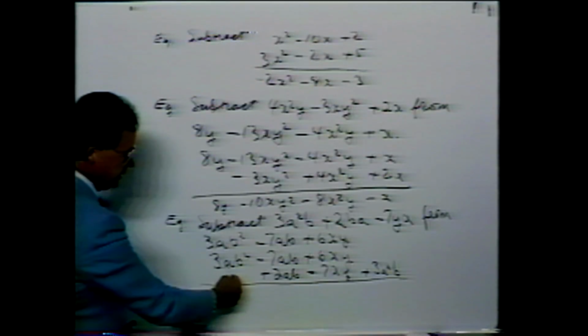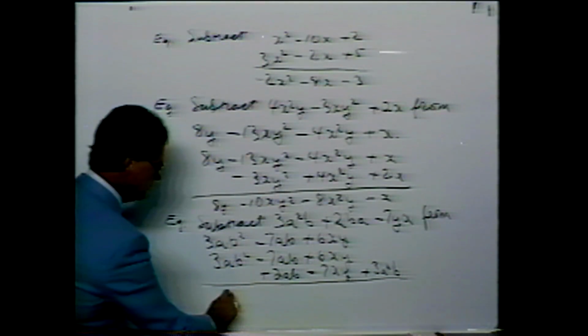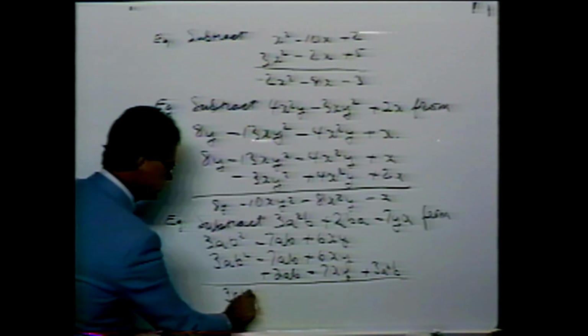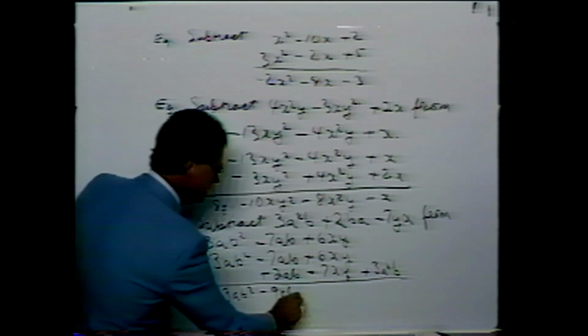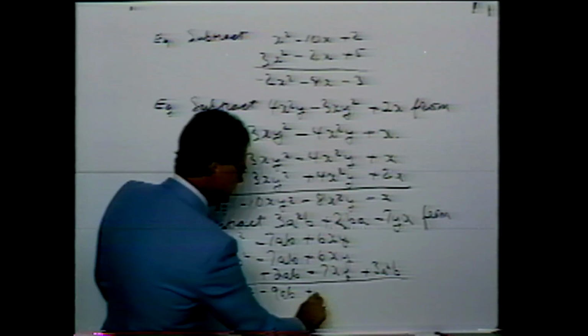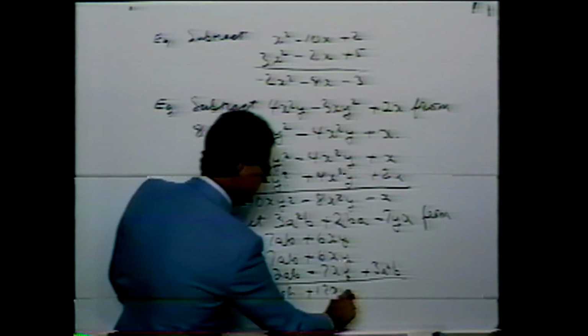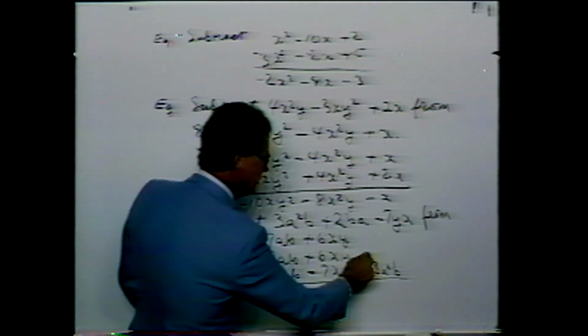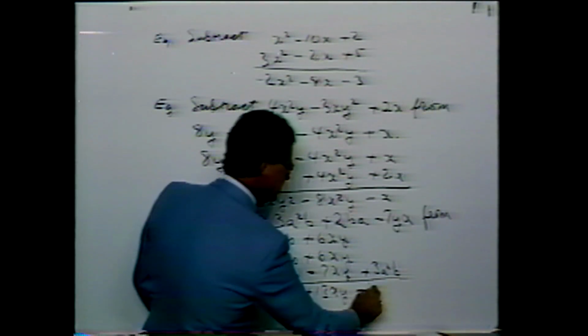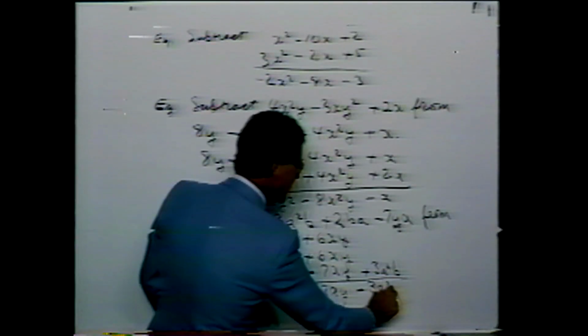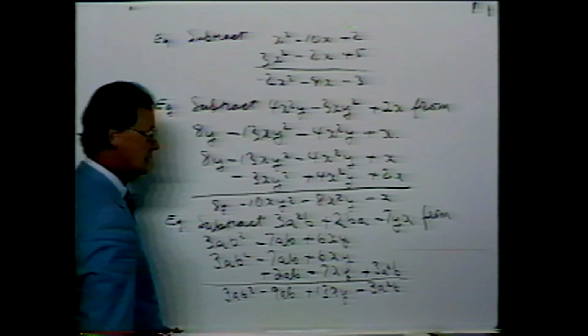This amount, 3ab squared subtract 0, is 3ab squared. This is minus 9ab. Change the sign, add, it's plus 13xy. Change the sign here and add it to 0. There's no term there, so simply assume 0. That's negative 3a squared b, and that's your difference.